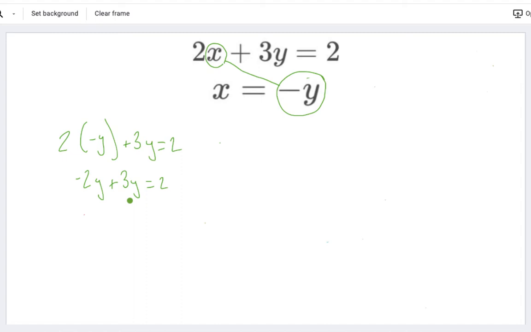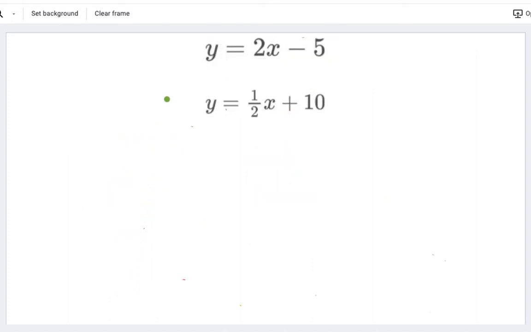So negative 2y and 3y are like terms. Negative 2 of something plus 3 of something, you're left with 1 of something. So in this case, y equals 2. So we have half of our solution. Now we need to know what x is. Luckily, we know that x is negative y. So negative parentheses 2, so x equals negative 2. So the solution to this system of equations is negative 2, 2.